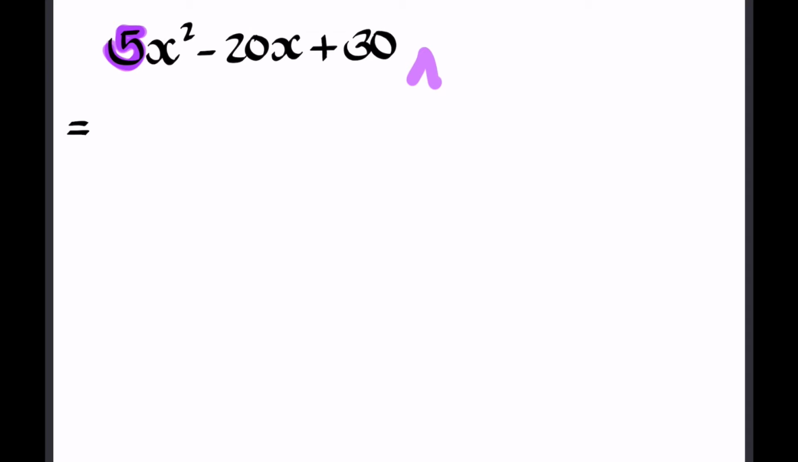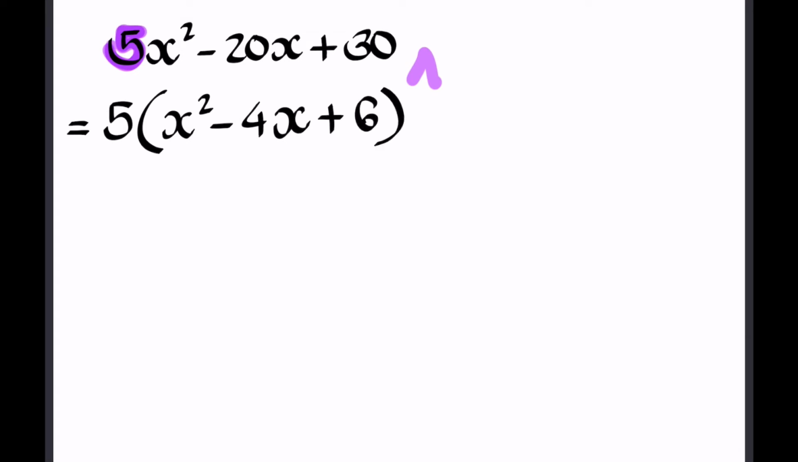So in this method, I am going to remove it by factoring it out. So I'm going to take it out, but keep it there, because now it's still there, but it's just out of what I want to work with. So 5x squared divided by 5 is x squared. Minus 20x divided by 5 is minus 4x. And positive 30 divided by 5 is positive 6. So now I've removed the a value, but I've kept it there because I'm working with an expression.